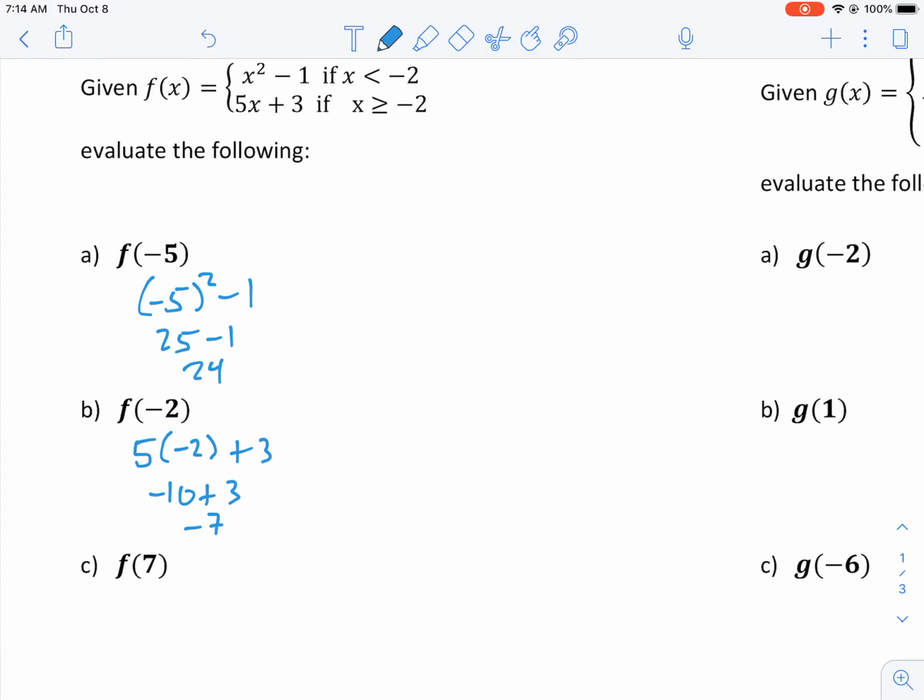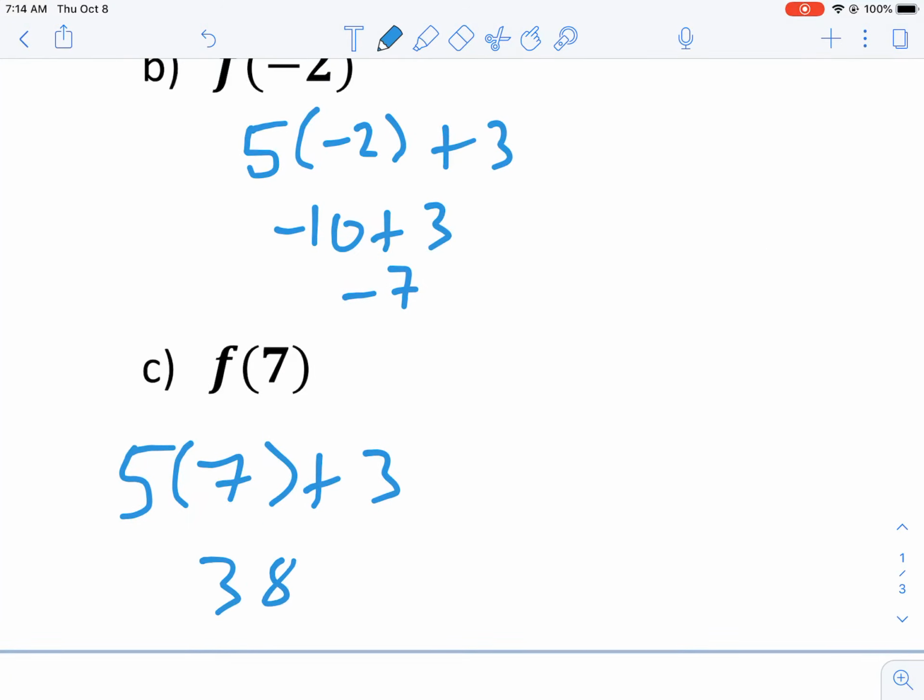F of 7, that's definitely greater than -2, so that'll be in the bottom. So that'd be 5 times 7 plus 3, that'd be 38.